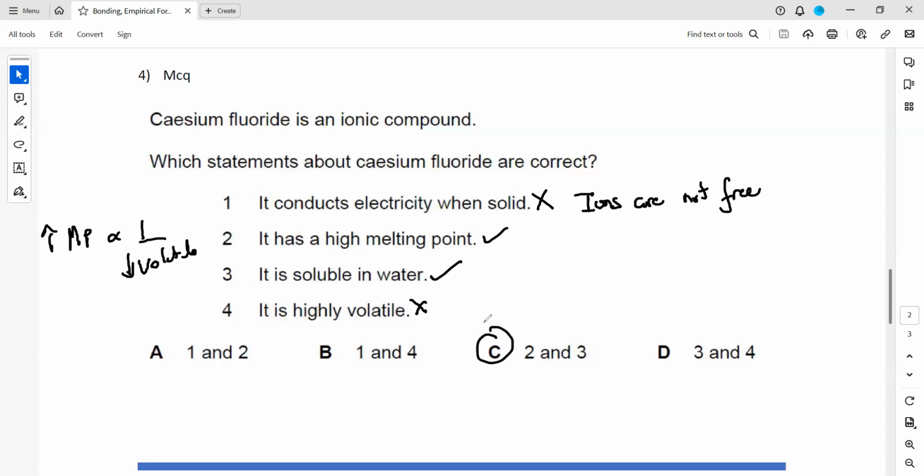It will have a high volatility if the boiling point or melting point is low. Usually it is related to the boiling point: low boiling point, high volatility; high boiling point, low volatility.